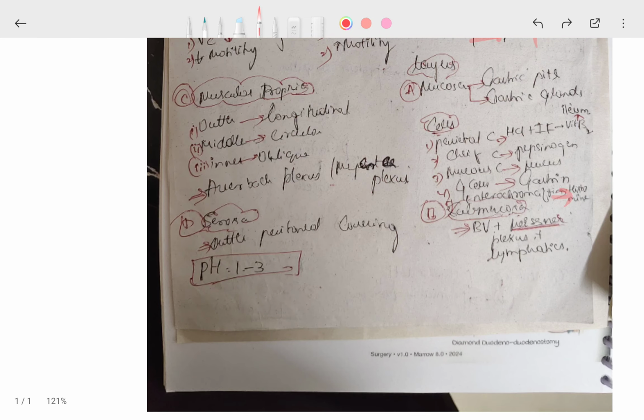After that you have the muscularis propria. Usually in all GIT you have an inner circular and outer longitudinal layer, but in the stomach you have an extra oblique layer, the innermost oblique layer, so the circular layer becomes the middle layer. So inner oblique, middle circular, and outer longitudinal layer. Then in the muscularis propria you have Auerbach's plexus, also known as the myenteric plexus, which helps in motility, that is peristalsis. You have gastric movements called gastric emptying, peristalsis, and churning movement.